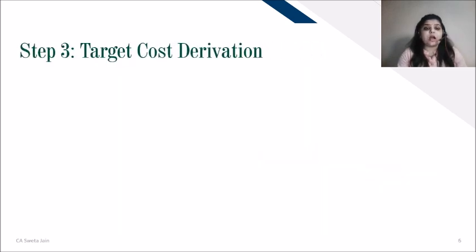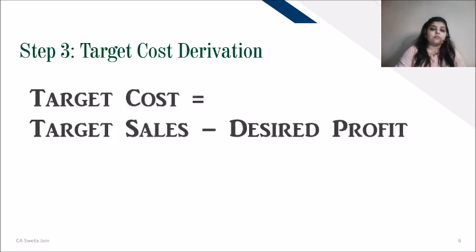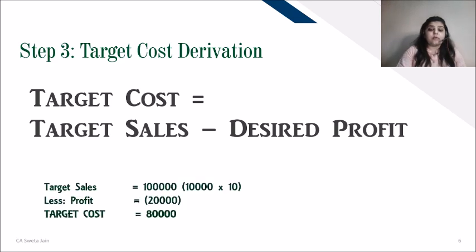Next is our target cost derivation. I am going to find out what my target cost is. How am I going to find out my target cost? Target cost can be found out by target sales minus the desired profit. As we were talking about the packet of chips, my target volume can be 10,000 packets and the people are ready to buy it for 10 rupees. So what is my target sales? My target sales becomes 1 lakh.